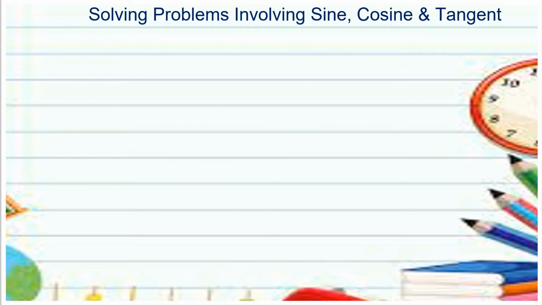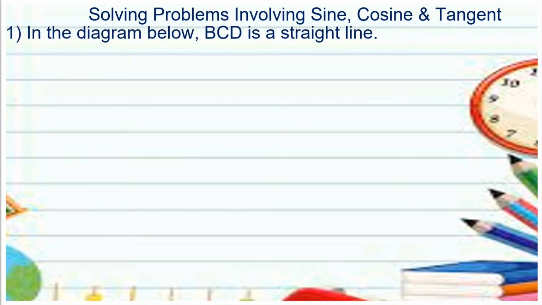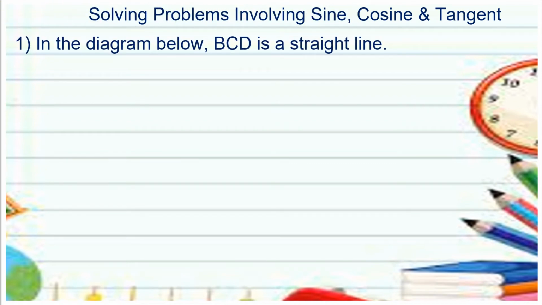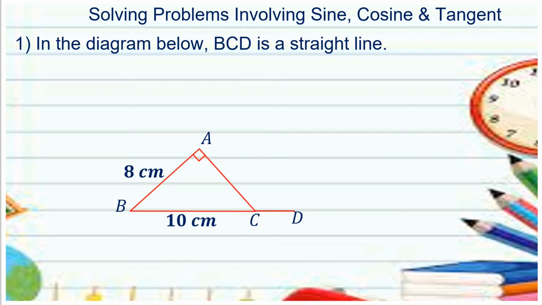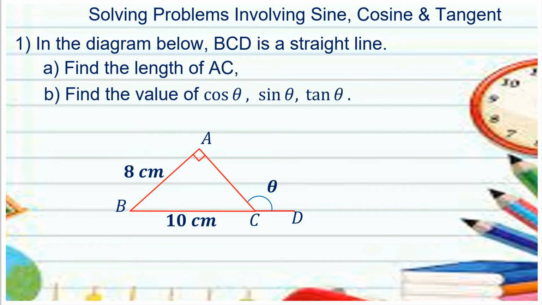Now let us have example number 1. Let us read all together. In the diagram below, BCD is a straight line. Supposing this is the diagram, so we have A, B, C, and D. So BCD is a straight line. This side is 8 centimeters, this side is 10 centimeters, and we have an angle which makes up theta. We need to find the length of AC, and we need to find the value of cosine theta, sine theta, and tangent theta.